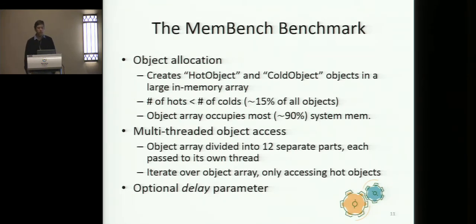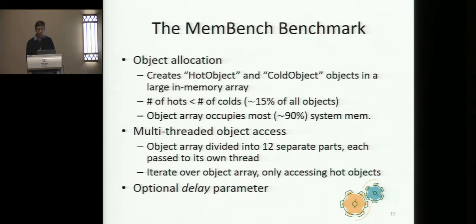Minbench starts by creating a large number of objects that it stores in a large in-memory array. A certain portion of the objects, about 15%, are allocated as the hot object type, while the remaining objects are allocated as the cold object type. After we're done allocating objects, we're using most of the memory on the node.